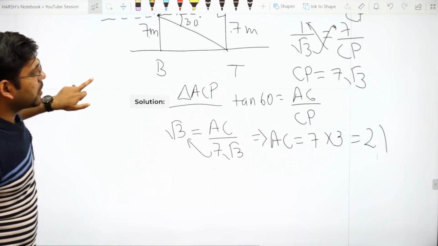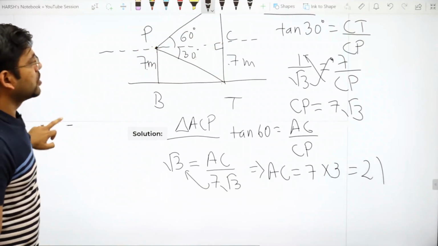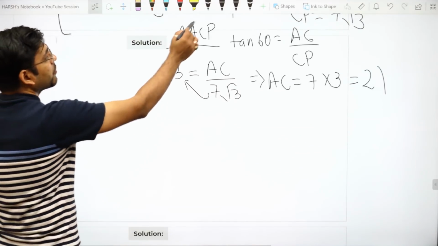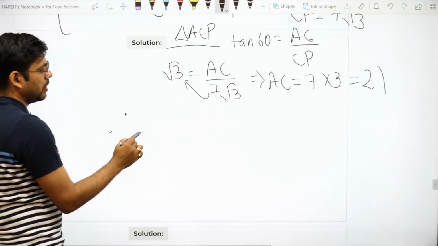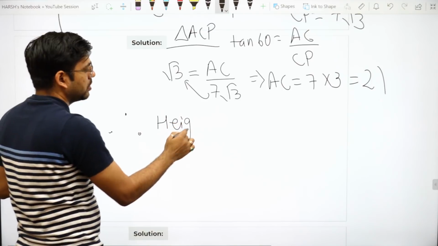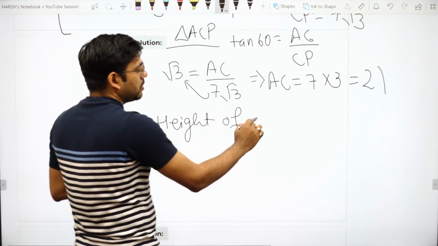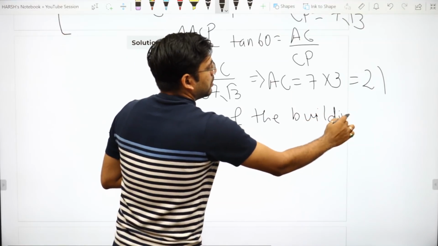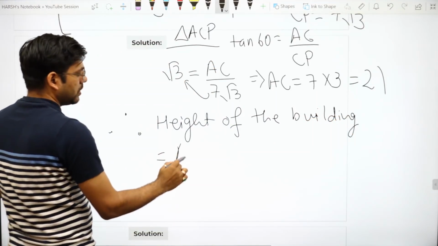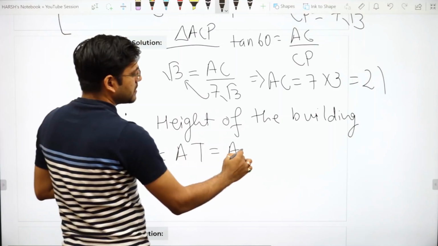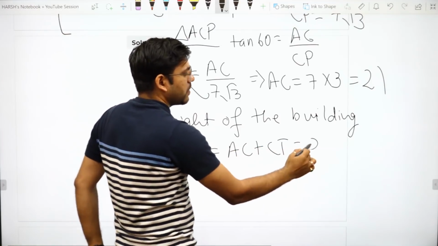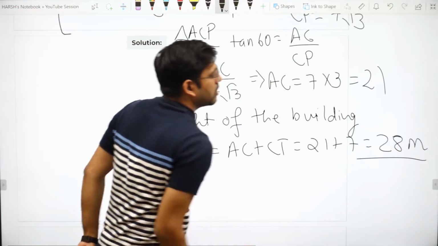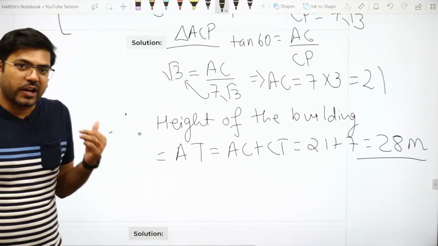So you have to write 21 plus 7. So you'll write in the end, therefore, height of the building is equal to AC plus CT, that is equal to 21 plus 7, that is nothing but 28 meters. Okay, 28 meters is the height of the building.